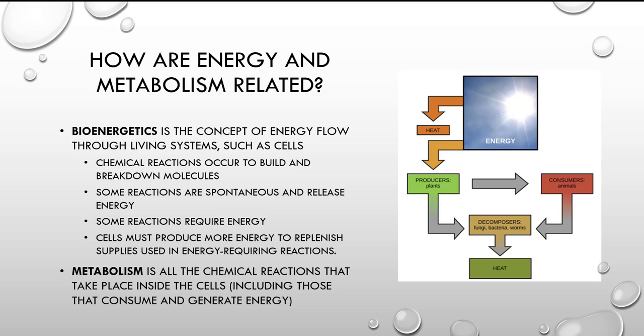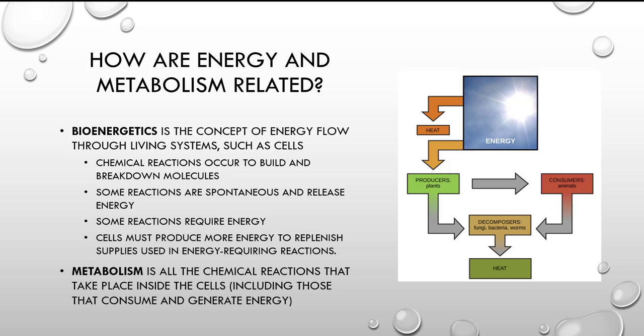So let's start out by talking about how energy and metabolism are related. First off, let's take a look at this figure over here on the right. Basically, energy is flowing through our living system. All the energy that is inside your body originated from the sun. Sunlight, that light energy from the sun, was transferred into chemical energy by our plants.